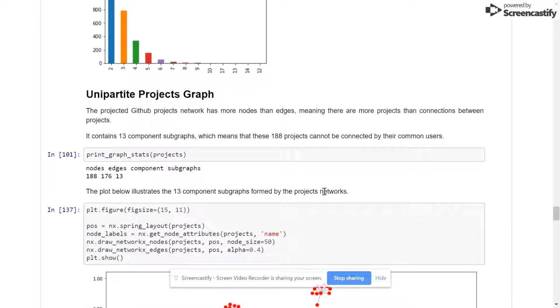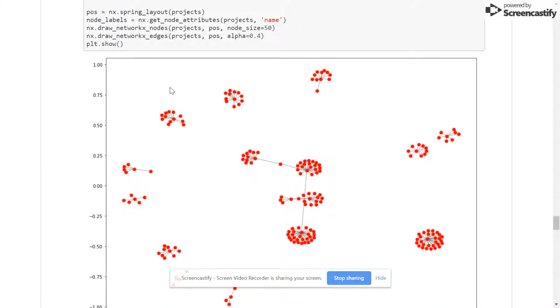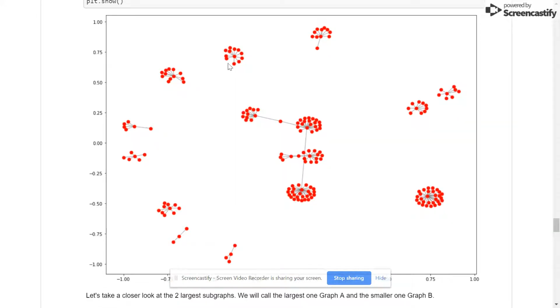Now let's take a look at the unipartite projection of the project graph. This project graph actually has more nodes than edges, which means that there are more projects than connections between projects. And it also has 13 component subgraphs, which means that for these 188 projects, the users among them can't connect all the others. These projects can't be connected by their common users. And this is what the graph of the 13 subgraphs look like.